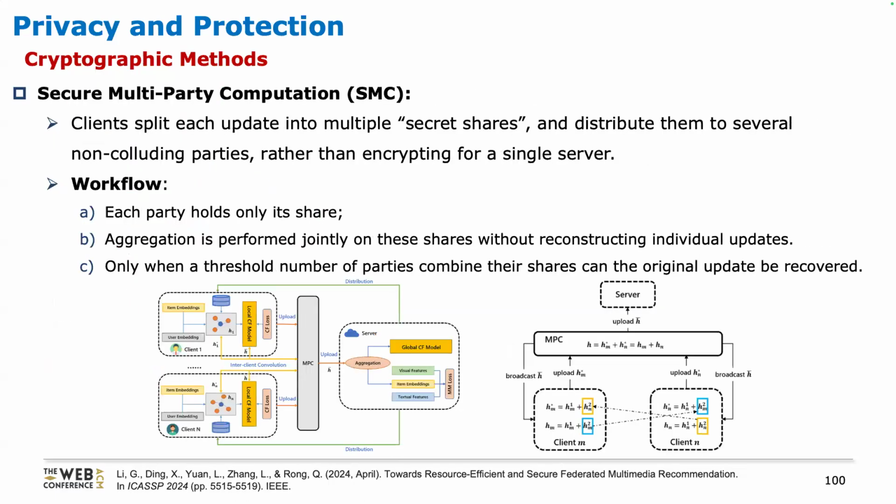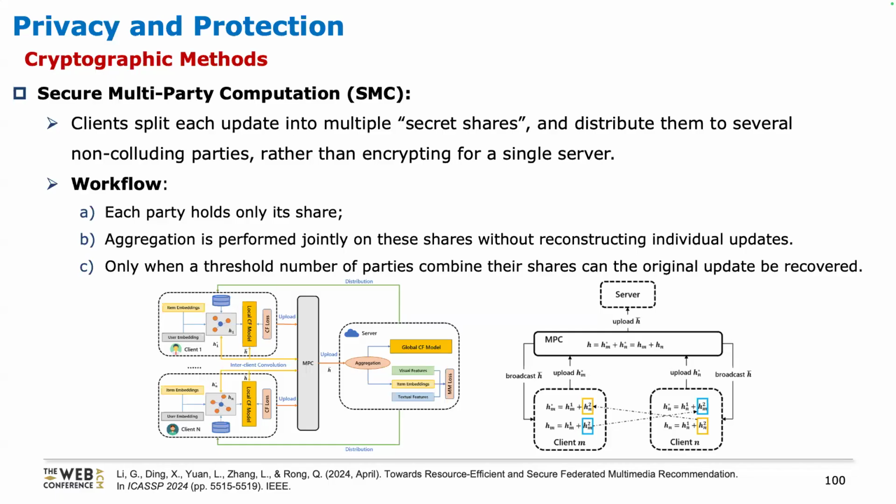On this slide, we now introduce secure multi-party computation. The key idea is quite simple. Instead of sending the full update to the server, the client splits it into several random shares and sends each share to a different helper party. No single party ever sees the client's complete raw data.